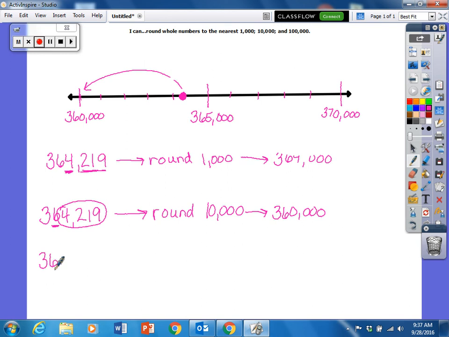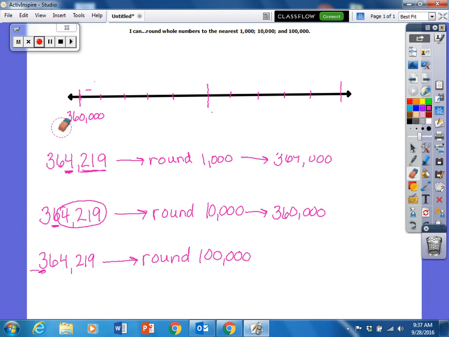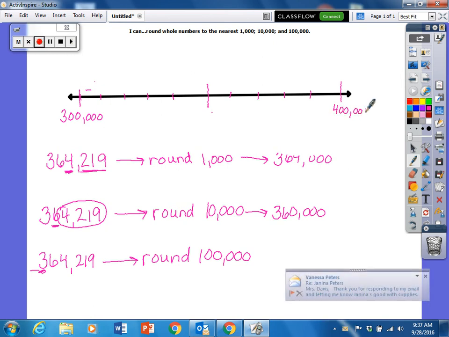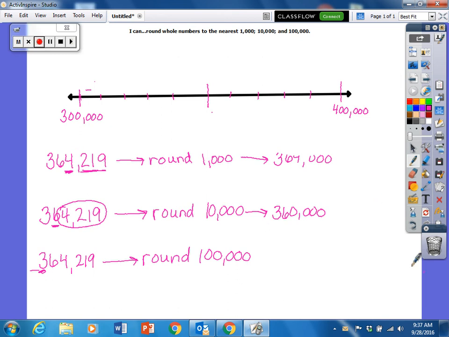The last one we're going to do is 364,219 rounded to the nearest 100,000. Okay, so we're going to underline, and this time we're going to be looking at the 3. So when we do that, our benchmark will be 300,000, because we always start with that digit, and we're going to end with the next highest, which would be 400,000. Okay. So our midpoint would be 350,000, because that is halfway between 300,000 and 400,000.